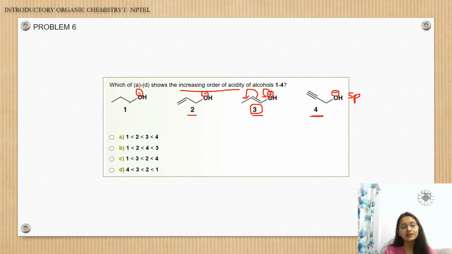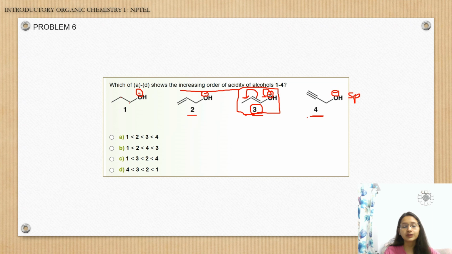So I have told you, sp is more electronegative than sp2, which is more electronegative than sp3. So sp3 will stabilize this oxyanion much less than sp2, which stabilizes less than sp. But here, due to the presence of delocalization in the third alcohol, it is making that particular species more acidic even than 4.